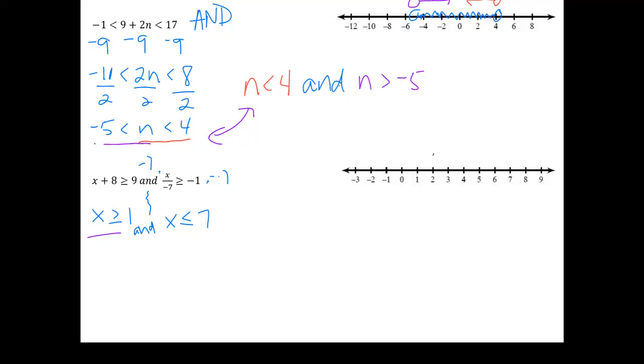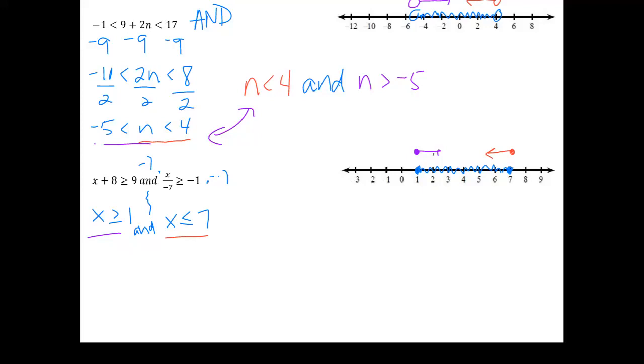X is greater than or equal to 1. We want to close dot this time on 1. Greater than shades to the right. And then x is less than or equal to 7. Again, a closed dot and shading to the left. So according to the individual graphs, we have our purple and our pink, but now we want the overlap to actually lie on the number line. So closed dots on 1 and 7. And again, the overlap happens in between.